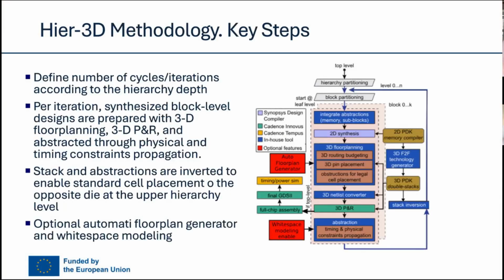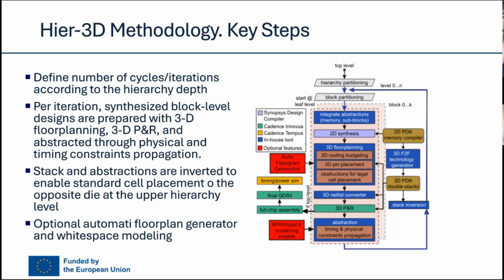In this slide, you have the complete flow that we have in hierarchical 3D. You see that we start with hierarchical partitioning, then we can start with implementation of every block, then we do the 2D synthesis using the standard PDK with the additional definition of methodologies and the IPs with extension. Then we can do the 3D floor planning with budgeting, placement, and legalization. Out of that, we generate the complete 3D netlist, and we can do the full place and route.